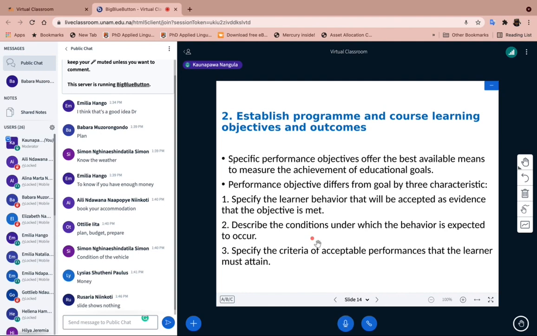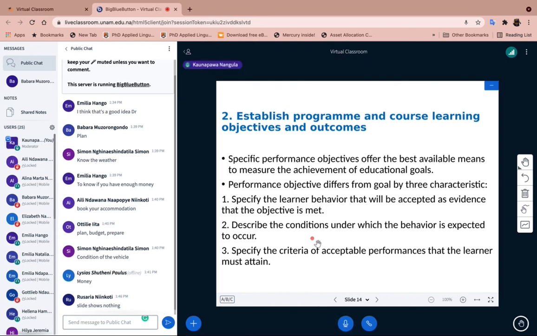Second, describe the condition under which the behavior is expected to occur. How are they going to show this skill? What kind of performance do they need to do to show this behavior? All right. And then third, specify the criteria of acceptable performance that the learners must attain. So criteria is related to, what is another word for criteria?